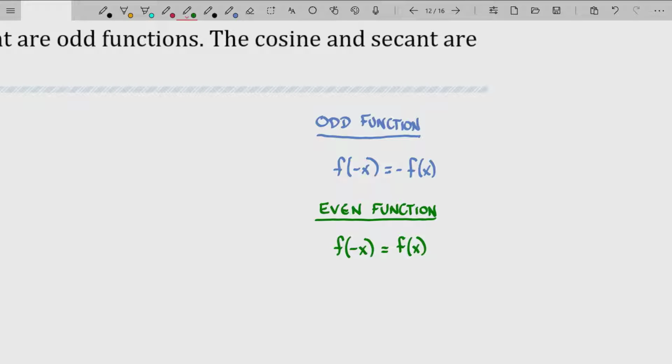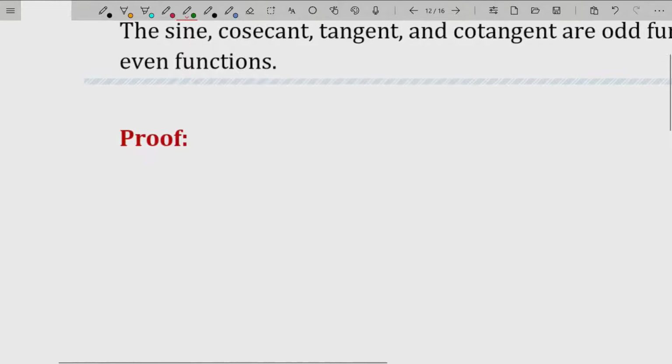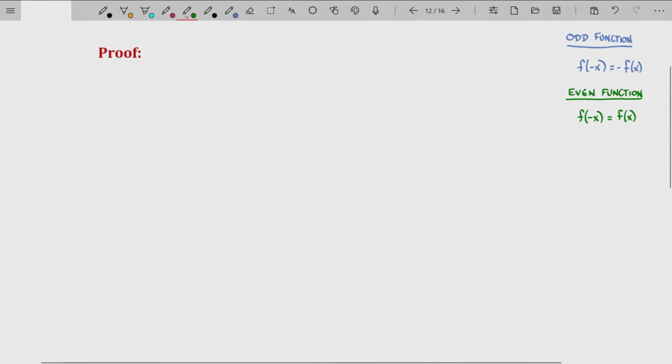So let's go ahead. Oh, and by the way, graphically, a function, if it is odd, is symmetric about the origin, and graphically, if a function is even, it's symmetric about the y-axis. So those should be strongly familiar to you. And now we'll start into the proof, which requires me to actually draw.